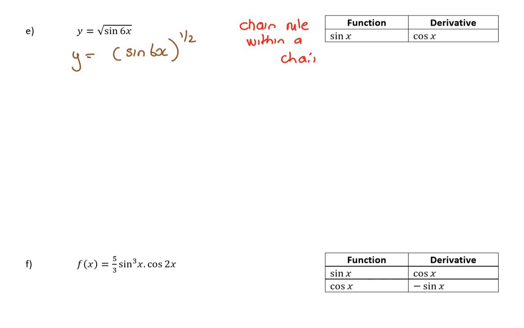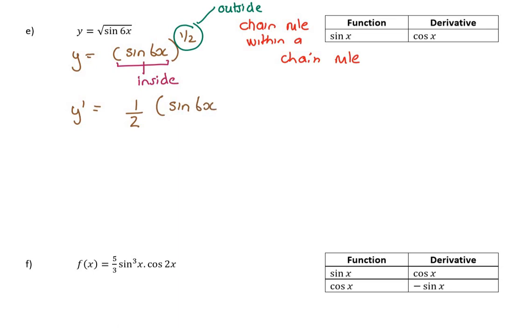And the reason why I say that is that, once again, you've got raised to the power of a half being your outside function. And you've got your inside function as your sine 6x. Sorry, sine 6x, not to the power of 6. That's your inside function. So let's just start that. So the outside function is bring down the half, leave your inside function alone, which is sine 6x, minus 1 from the exponent. Multiply by the derivative of your inside.